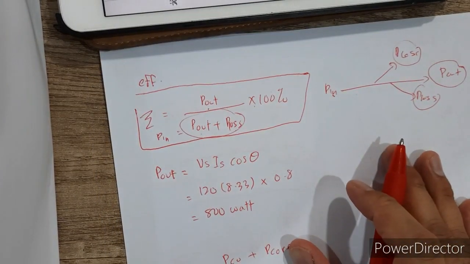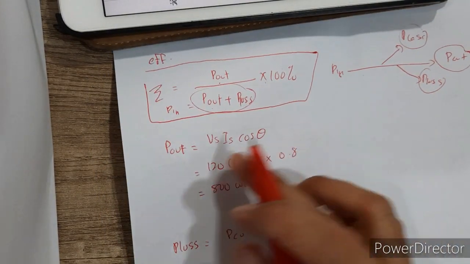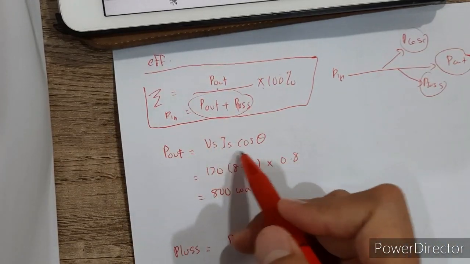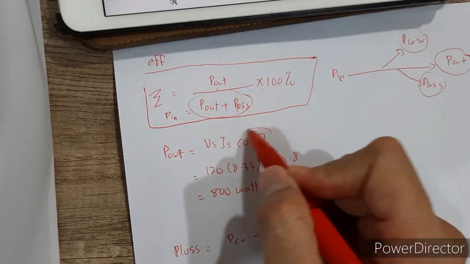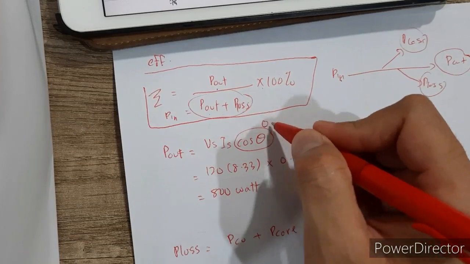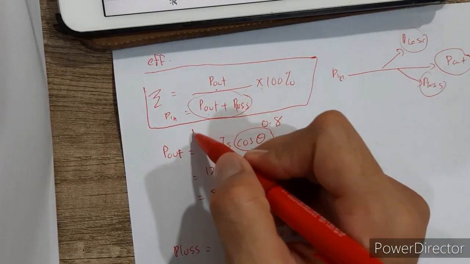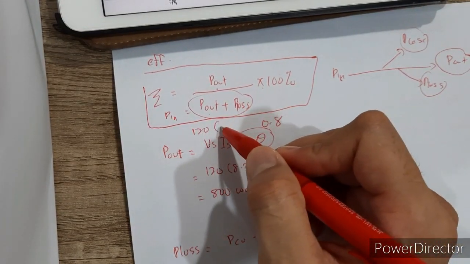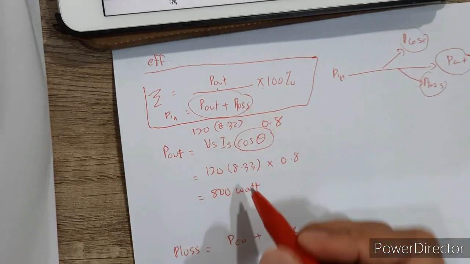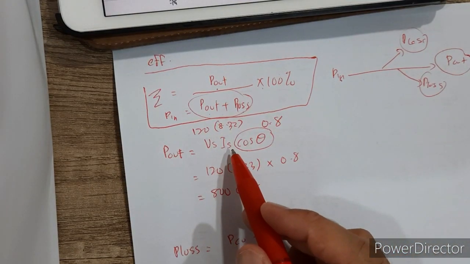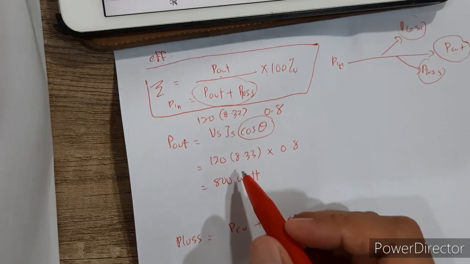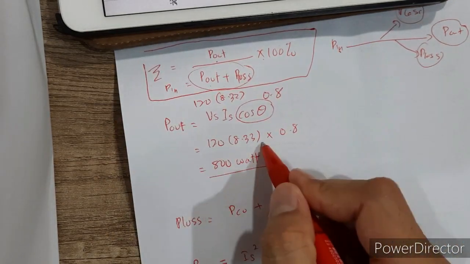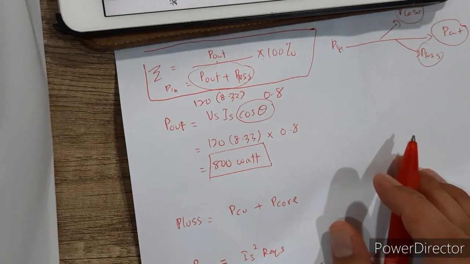Okay, so how to determine P_out? P_out is Vs Is cos theta. We know that cos theta given in the question is 0.8, Vs is 120, Is is 8.33. So we calculate, and P_out is 800 watt.